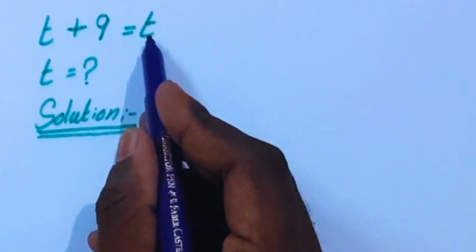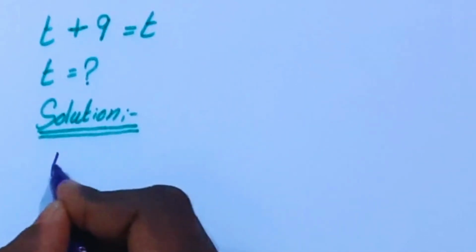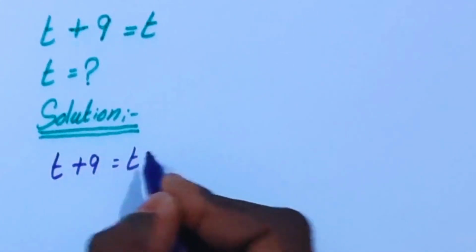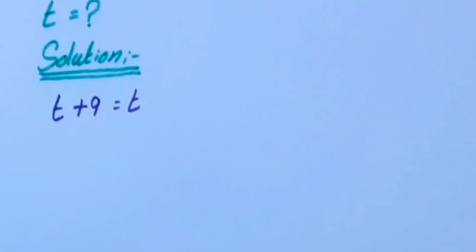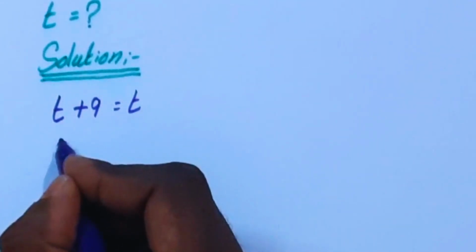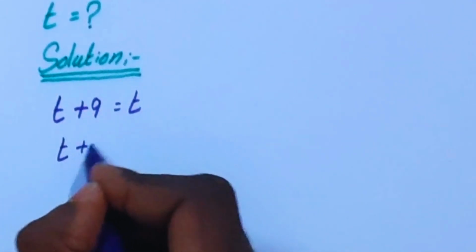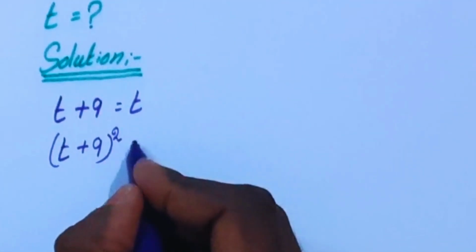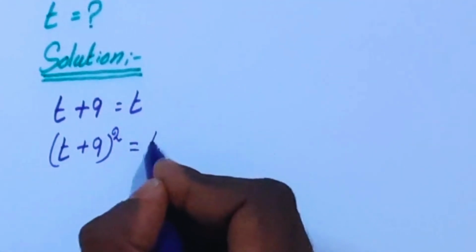Today we are going to solve this problem to find the t value. Solution: square root of t plus 9 equal to square root of t. Now we are going to take a square on both sides. So (t plus 9) whole square on the left hand side. Same way, t square on the right hand side.